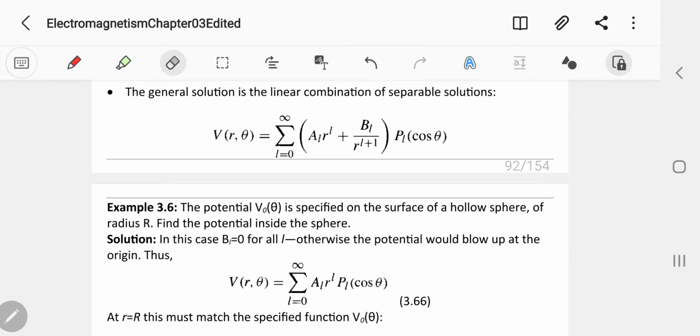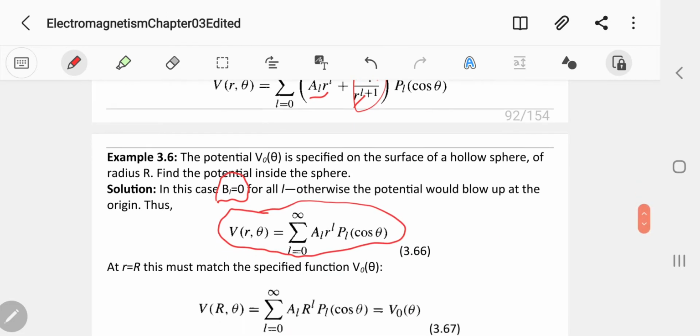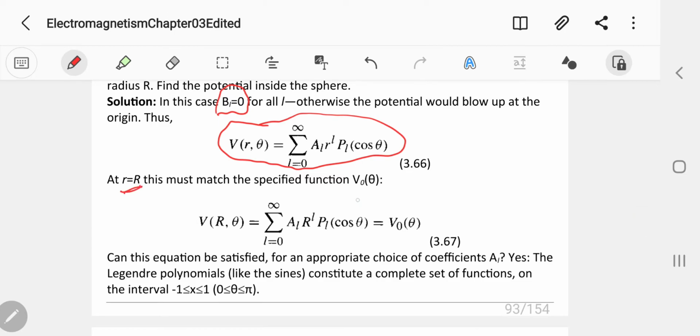So inside, r can go to 0, and outside, r can go to infinity. So here V should be 0 at infinity. Inside, if r goes to 0, this one would go to 0, so it's okay. But this one, if r goes to 0, will go to infinity, and the whole thing will go to infinity. So we have to let B_L equal to 0 inside. So we will now have only this potential. At r equals R, the radius, the potential is equal to V0 theta.